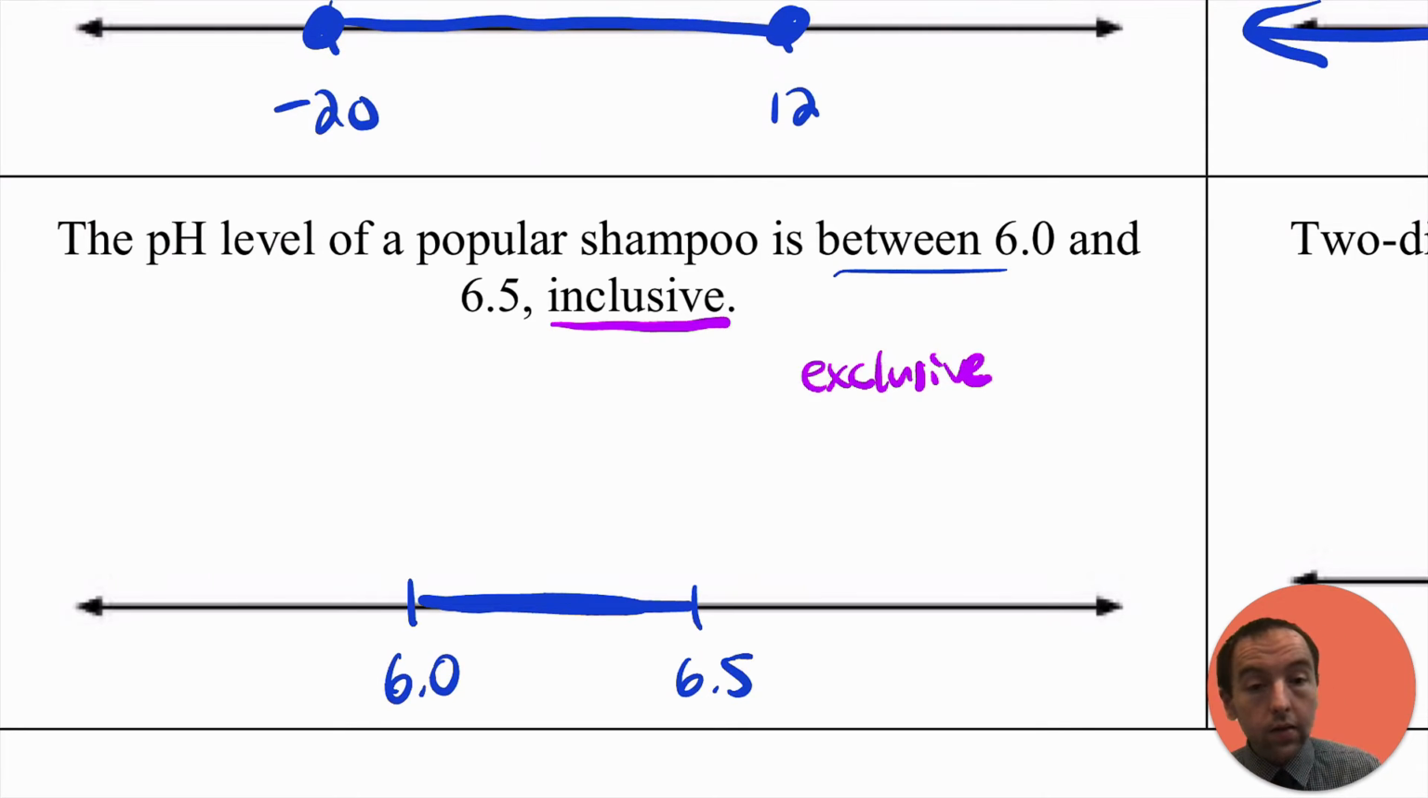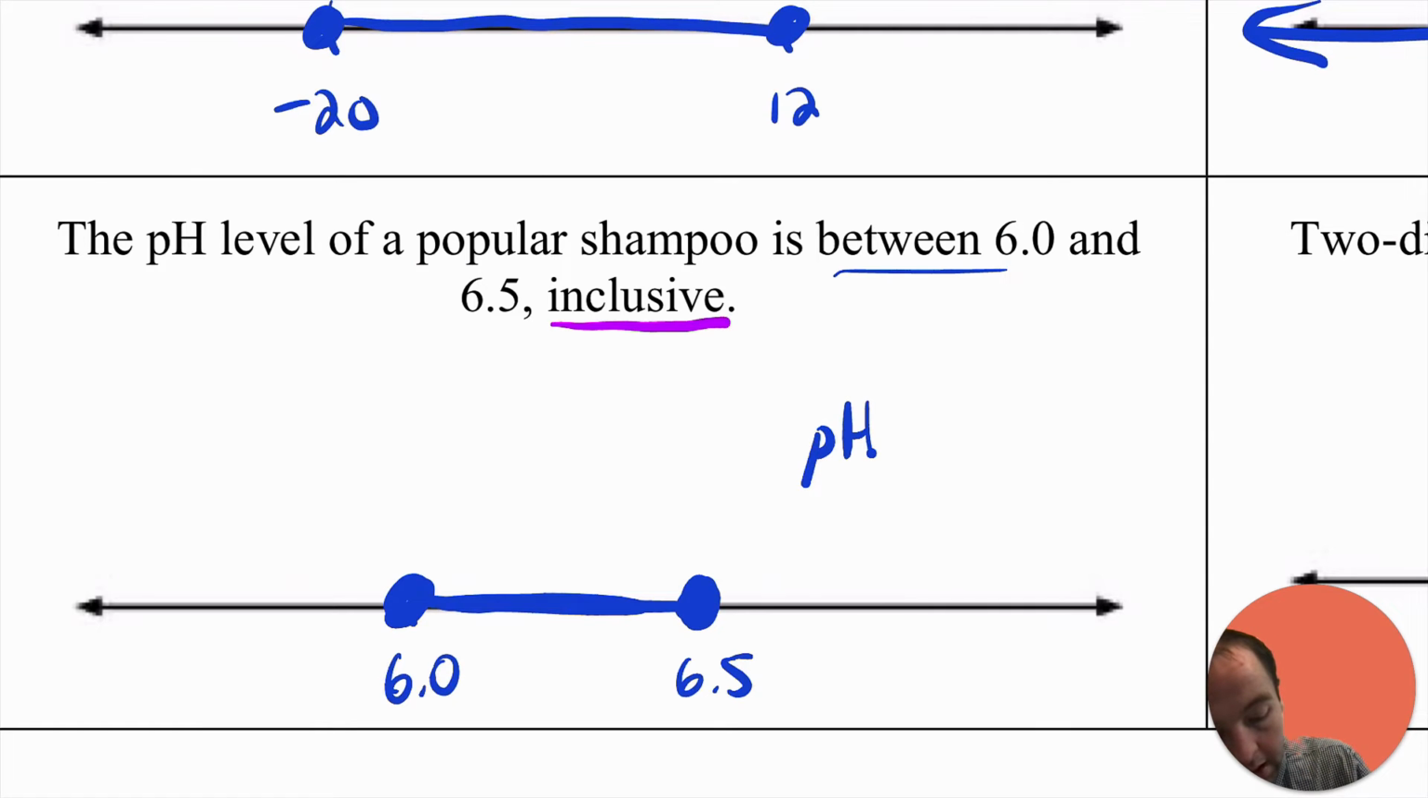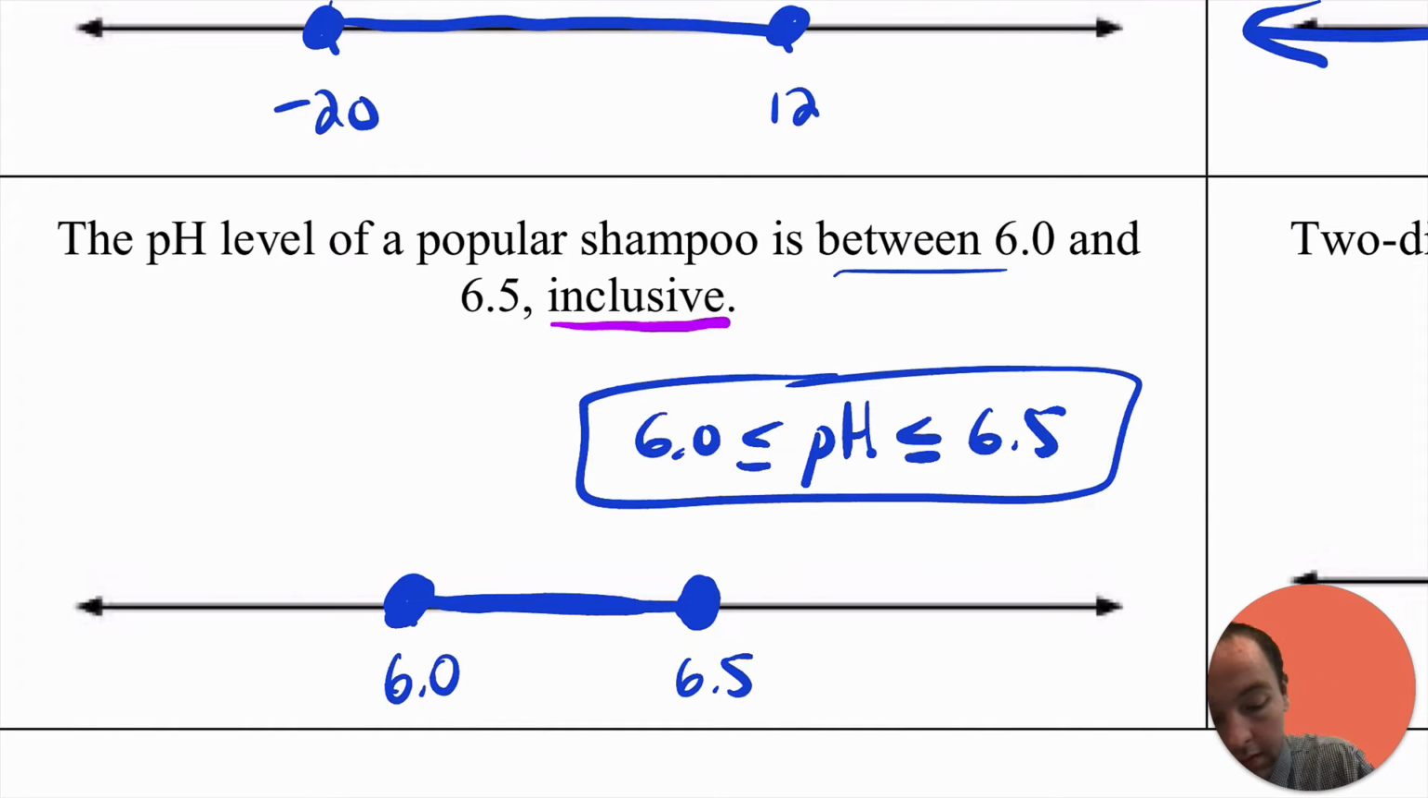Exclusive means to exclude. So because it says inclusive, you want to include 6 and you want to include 6.5. So I should have a filled in circle and I should have a filled in circle because we want to include those as possible pH values. So as an inequality, we could say that the pH is between 6.0 and 6.5, including the endpoints, because of that inclusive. If it did say exclusive instead, you're going to exclude the endpoints.